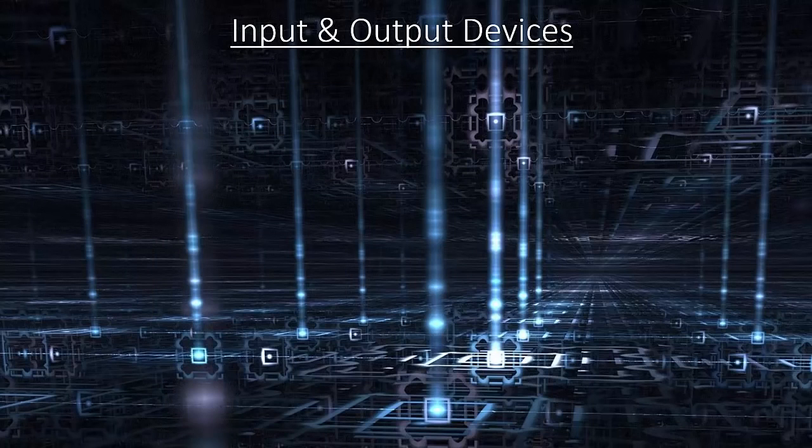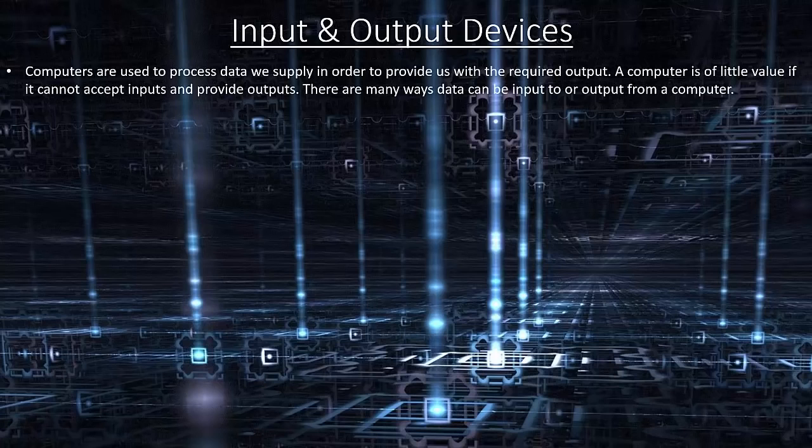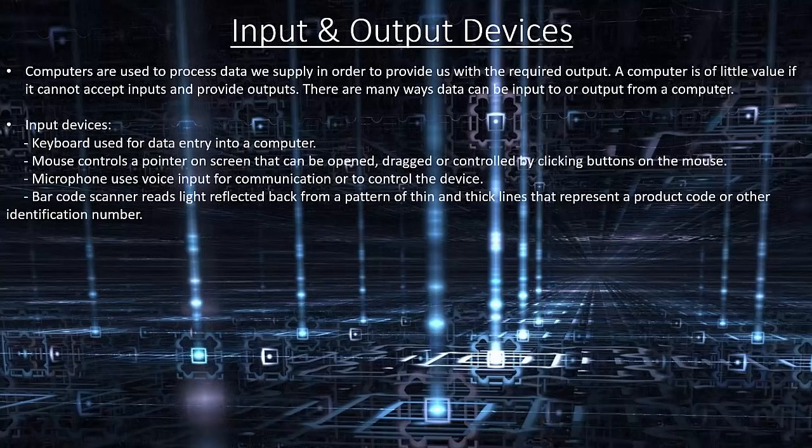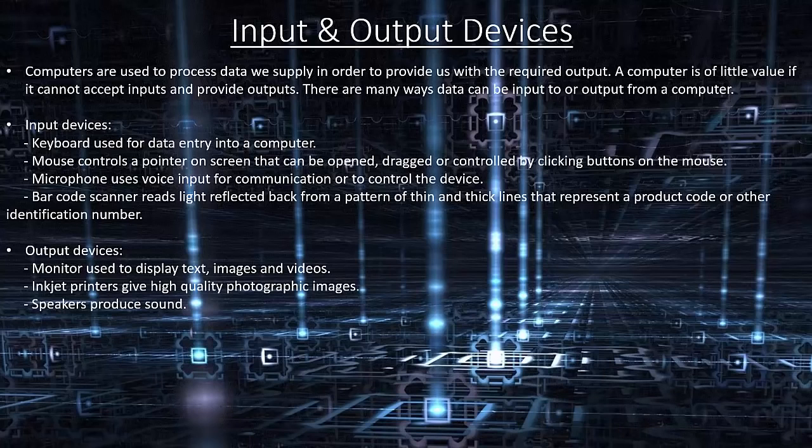Input and output devices. Computers are used to process data simply in order to provide us with the required output. A computer is of little value if it cannot accept inputs and provide outputs. There are many ways data can be input to or output from a computer. Input devices are keyboards, mouse controllers, microphones, and barcode scanners. Output devices are monitors, inkjet printers, and speakers.